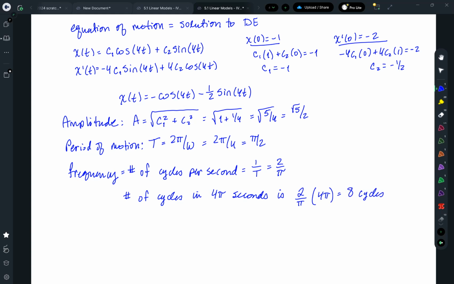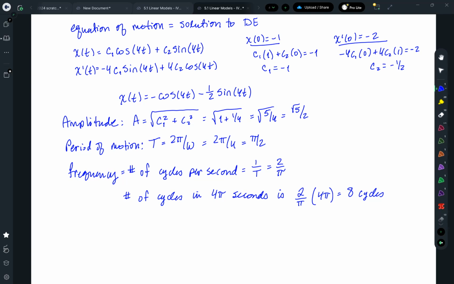That one's kind of weird because the question was about frequency, but it took it a little bit further. And so we have to go back to the definition of what is frequency. It's the number of cycles per second. And so if I get 2 over pi cycles in 1 second, then if I needed to know how many there were in 2 seconds, I would just multiply by 2. If I need to know how many there are in 5 seconds, I multiply by 5. And if I need to know how many cycles there are in 4 pi seconds, I just multiply by 4 pi. Seems weird, but that's all there is.